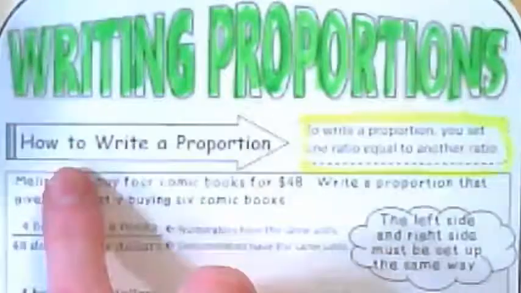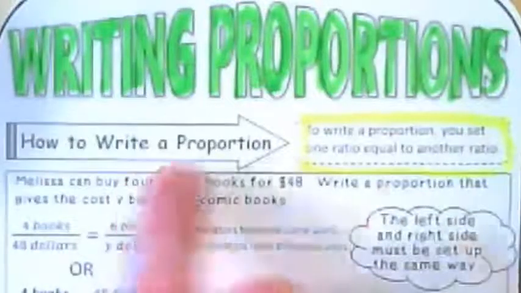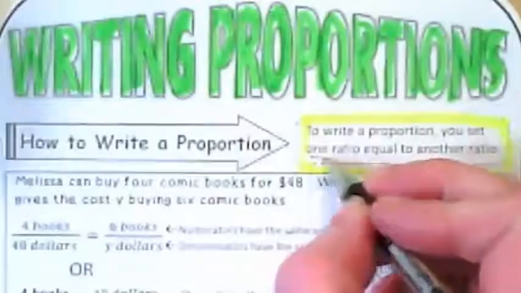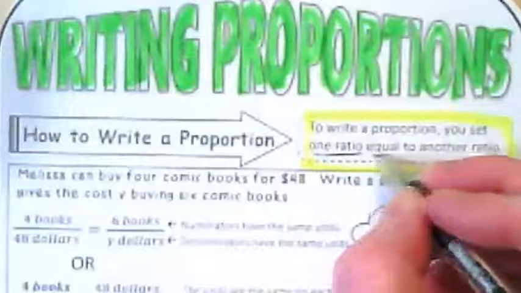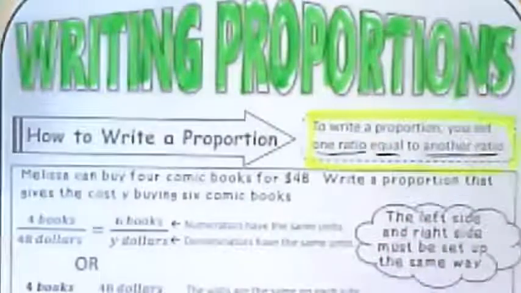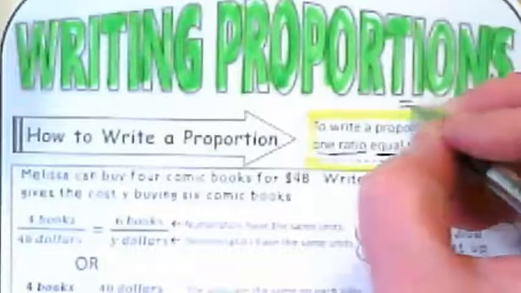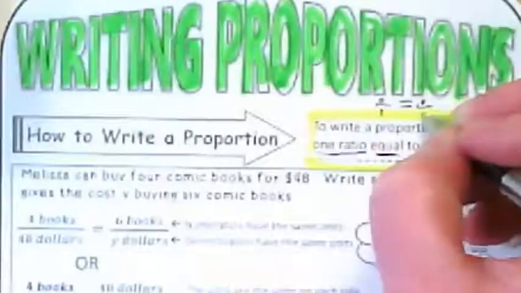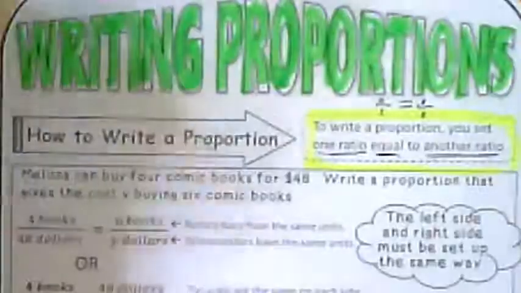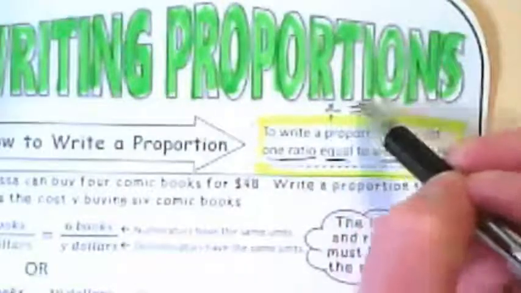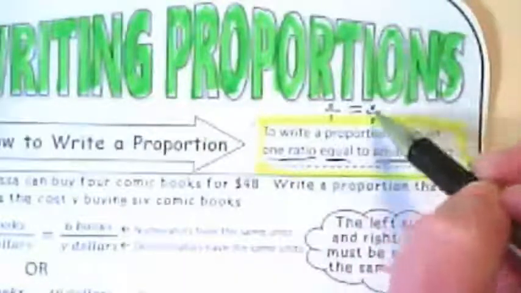So for writing proportions, under how to write a proportion, you set one ratio equal to another ratio. I always think of this as an equal sign in the middle, and there's going to be two fractions next to it on either side. That's always the form of a proportion. What looks like a fraction or a ratio equal to another ratio.